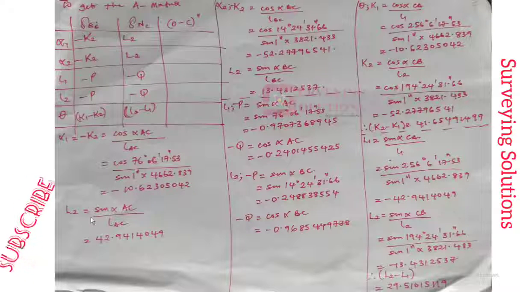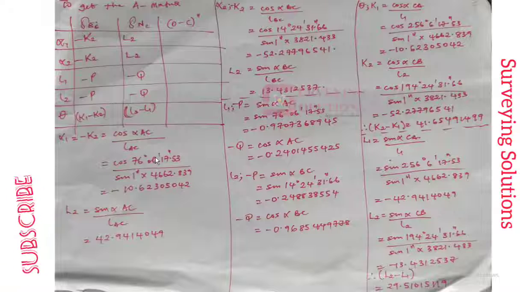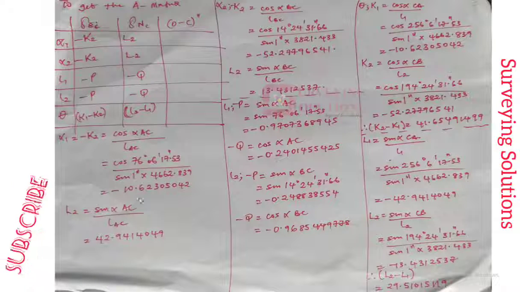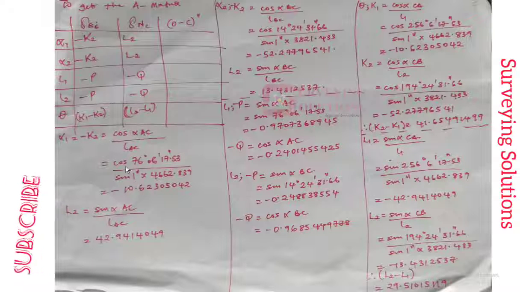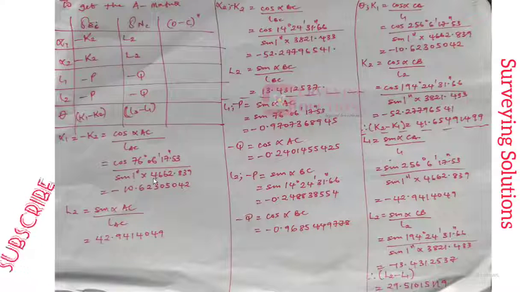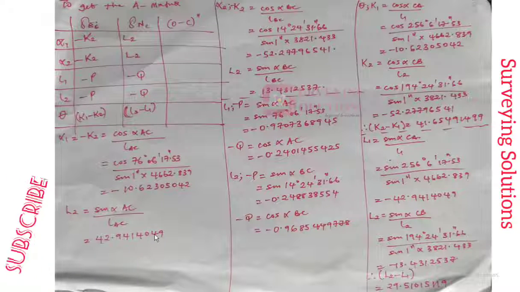Now coming to L2. L2 is sine bearing AC all over length AC. We already know the bearing AC to be 76 degrees 6 minutes 17.53 seconds. So you just do that divided by the length AC. But remember, you need to multiply it by sine 1 second. Ensure you don't forget this. That's why we said you should save it as A. Anytime you want to carry out the operations in your denominator, you just say alpha A times whatever distance. Good. So the same thing, you should be able to come up with 42.941409. Ensure you get this answer.